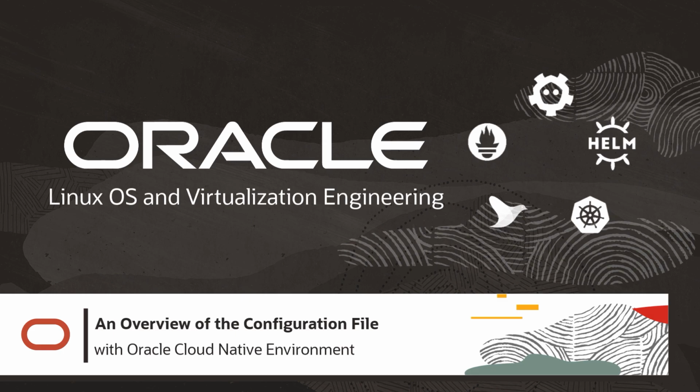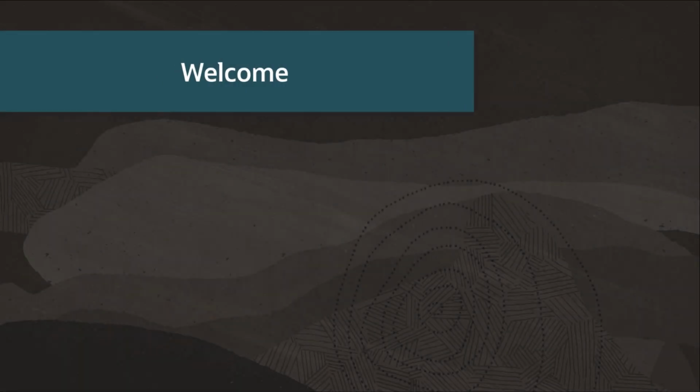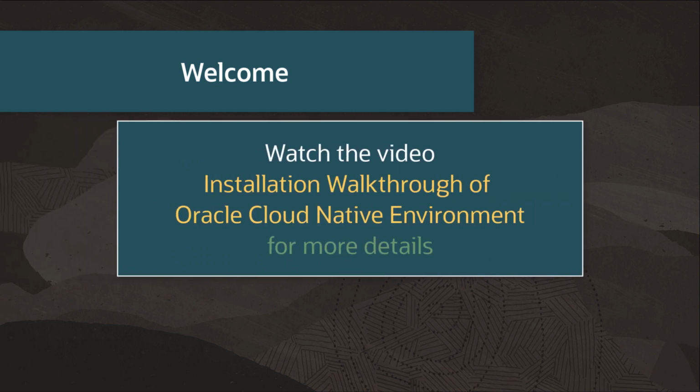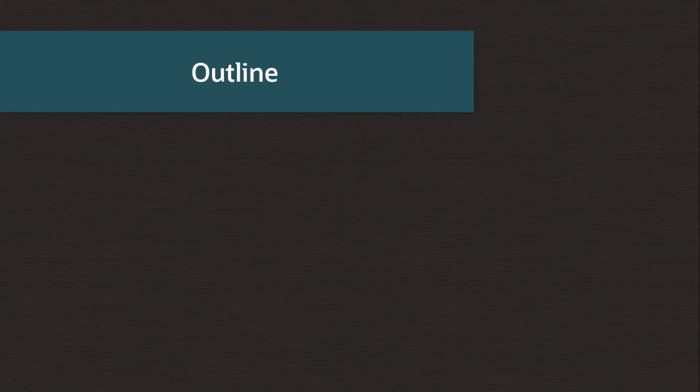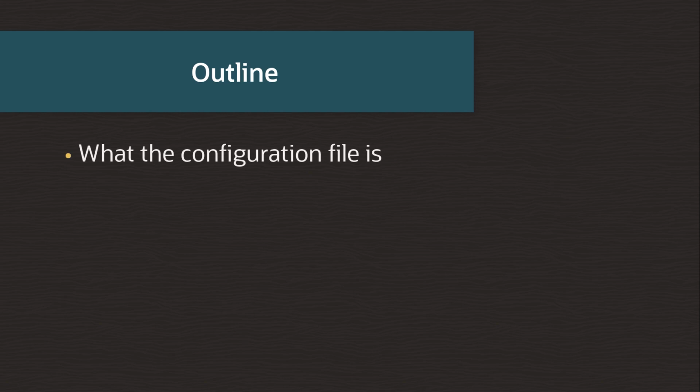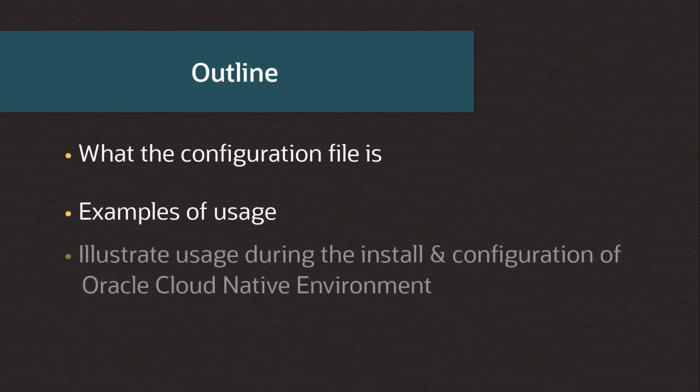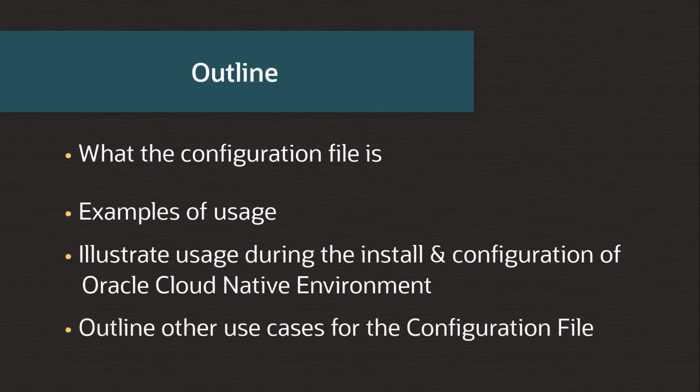Hello and welcome to this video, which will outline some of the functionality provided by the Oracle Cloud Native Environment configuration file. If you'd like information about how to install it, please refer to the install walkthrough video covered previously in this series. So let's continue, and I'll briefly outline what this video covers: starting with what the configuration file is and how to use it, summarizing how the install process can be streamlined by using a configuration file, and outlining some of the other use cases for the configuration file.